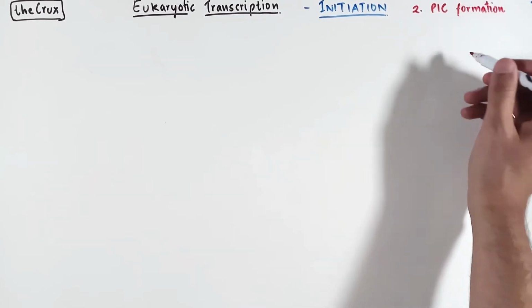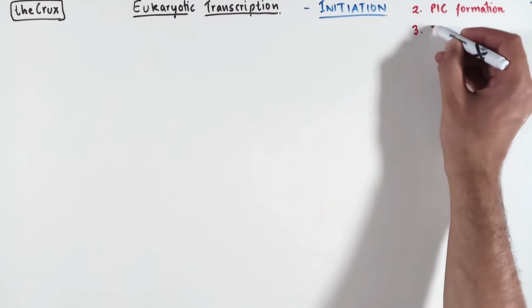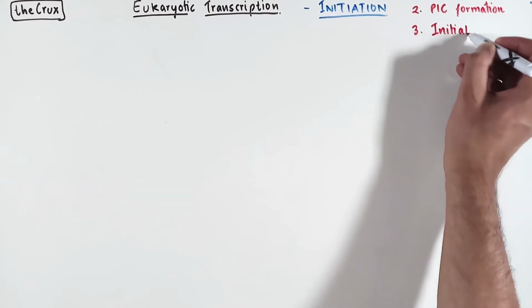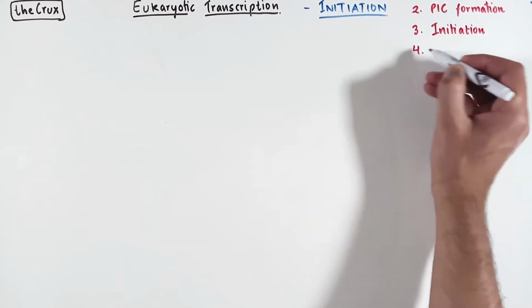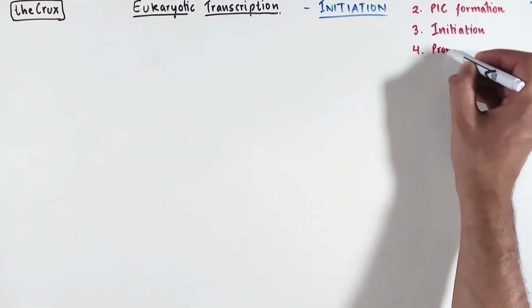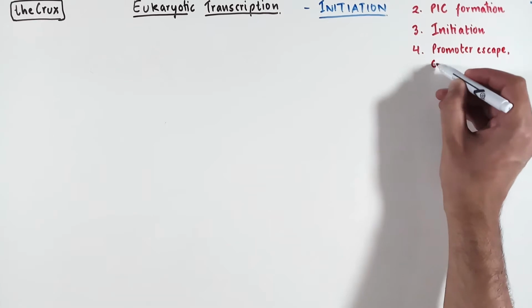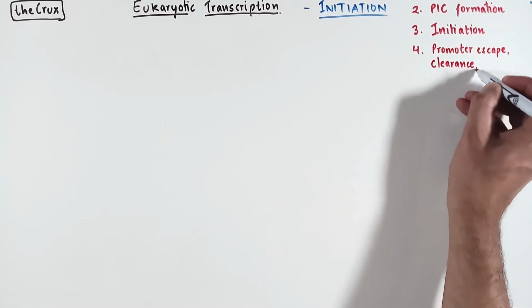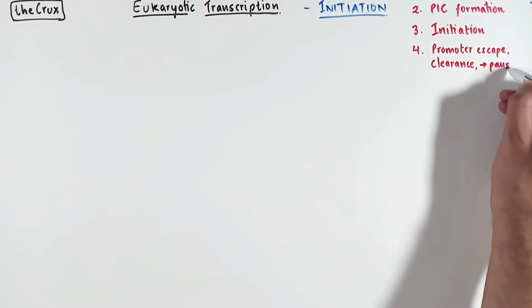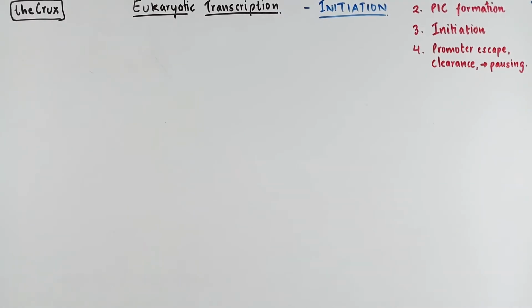So step 2, or the first step of initiation, is the formation of the pre-initiation complex, which then leads to the start of transcription initiation. And this finally causes RNA polymerase to escape and clear the promoter. But it pauses before proceeding to the step of elongation. So we will see how these steps make up the initiation stage of transcription in eukaryotes.